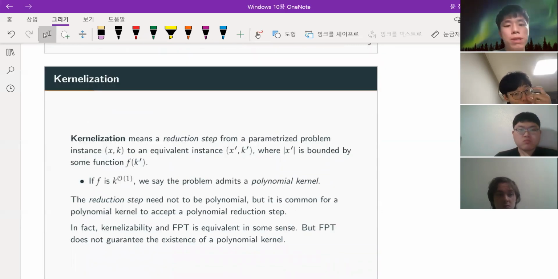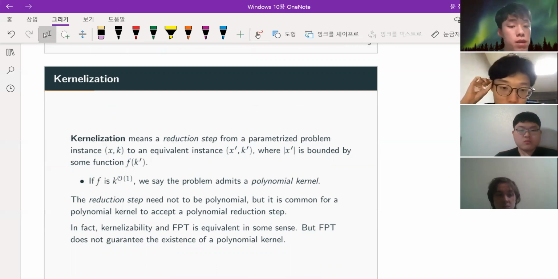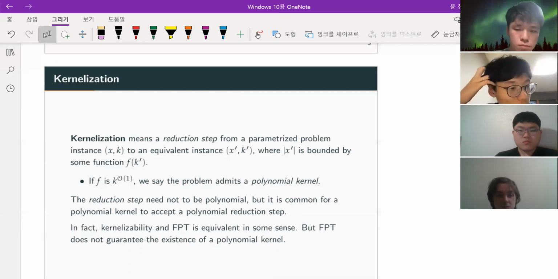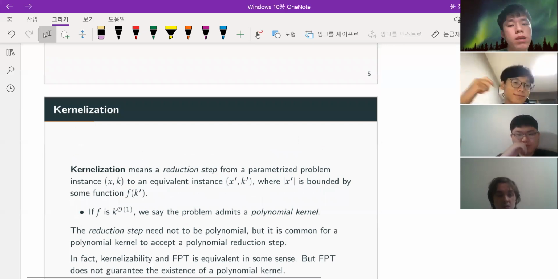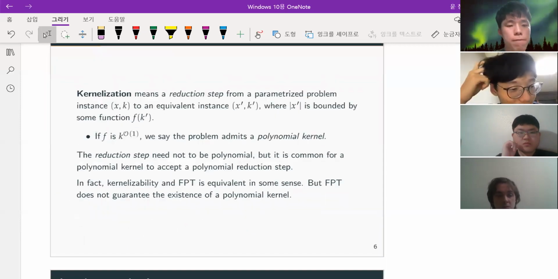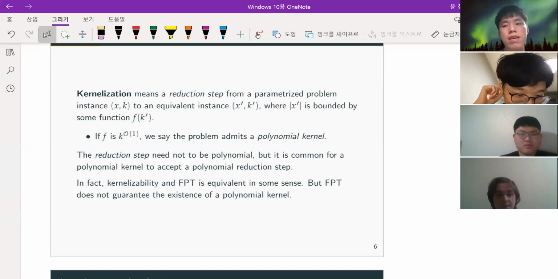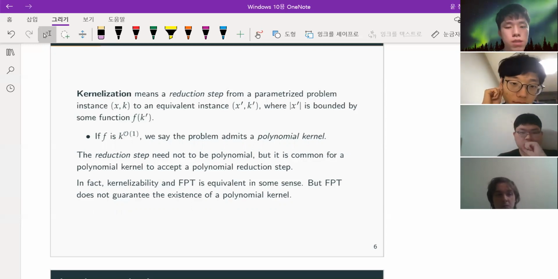So kernelization formally means a reduction step from a parameterized problem instance (x, k), where x is the input and k is the parameter, to one equivalent instance (x', k'), where x' has size bounded by some function f of k'. Where f is polynomial in k, we say the problem admits a polynomial kernel. In the case of vertex cover, the problem admits a quadratic kernel. The reduction step need not be a polynomial algorithm, but it is common for a polynomial kernel to accept a polynomial kernelization algorithm.